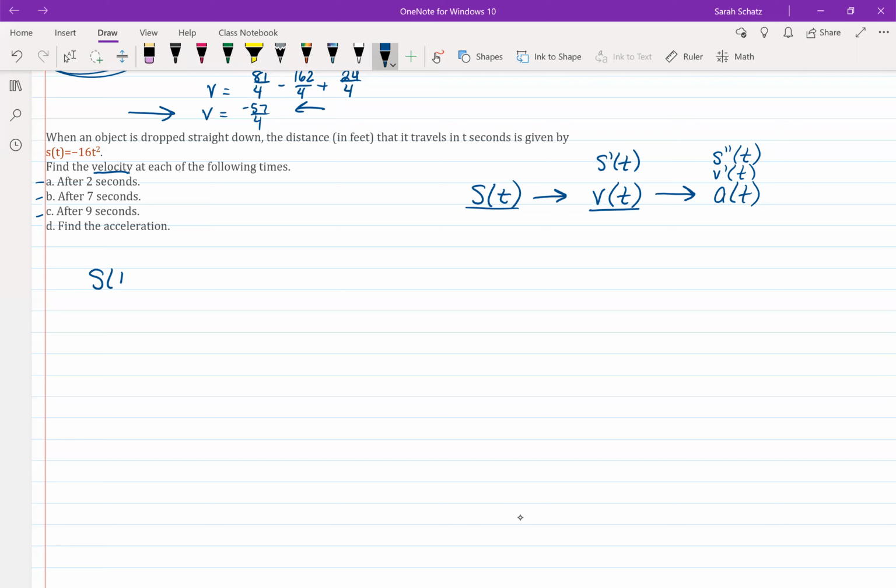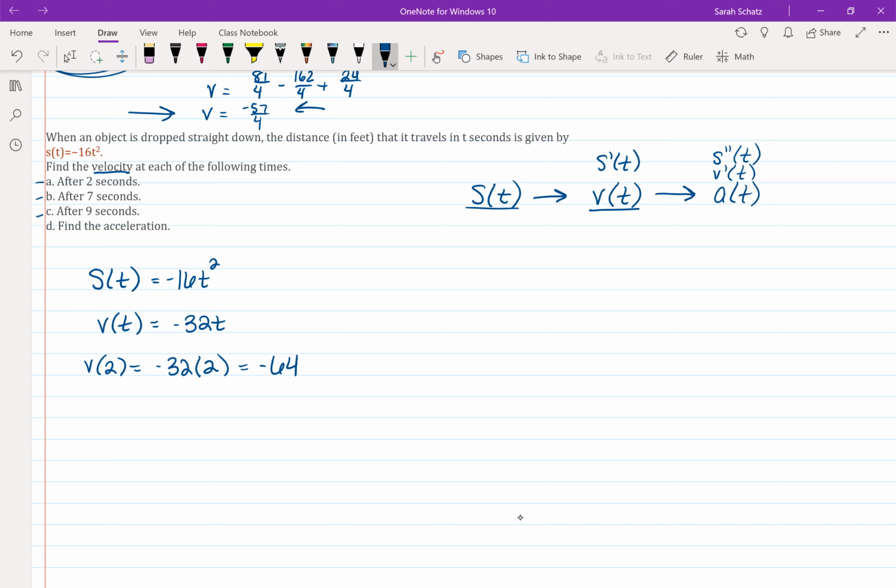So we have S of t equals negative 16t squared. So your velocity, V of t, remember that's just taking the first derivative of S, is going to be negative 32t. So that's a really easy one, guys. You're going to evaluate velocity at 2, which is going to be negative 64. See, we're getting a lot of negative velocities.